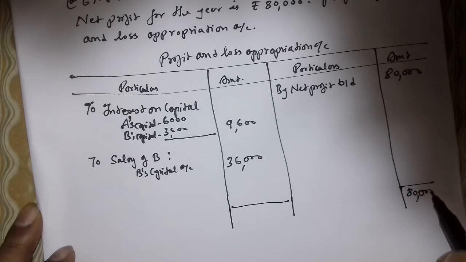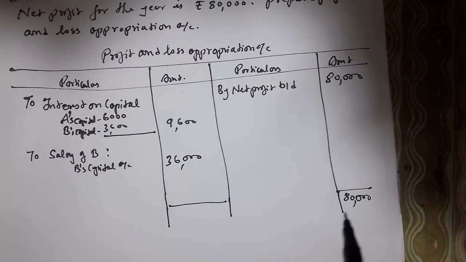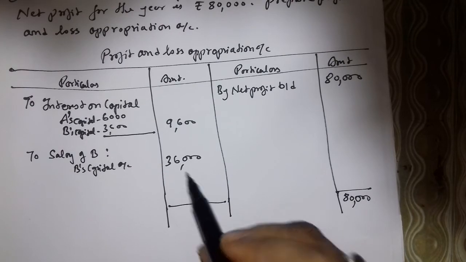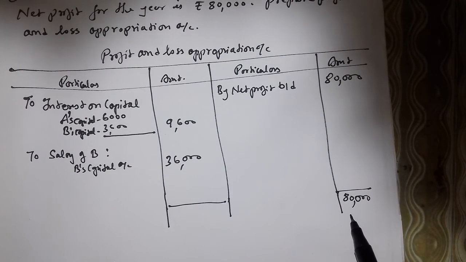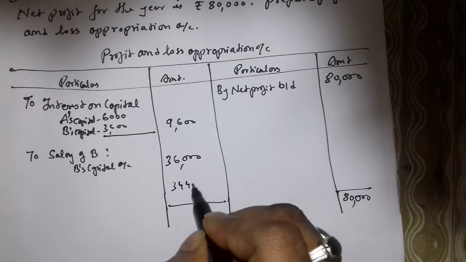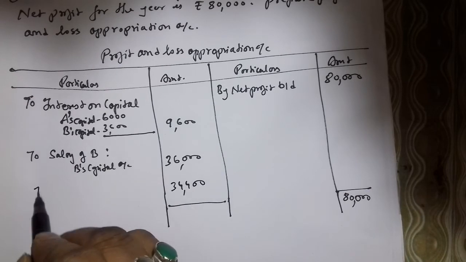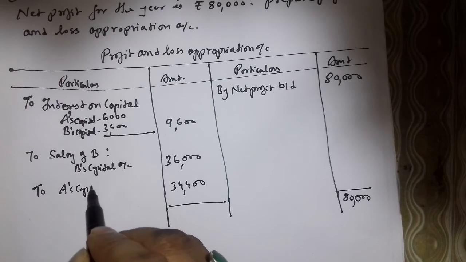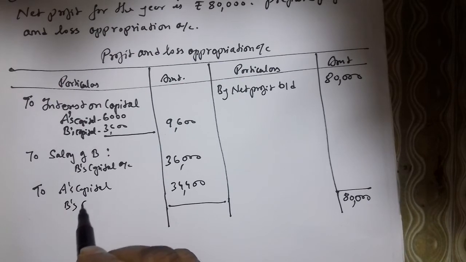that is 80,000 here, 80,000, and here it is around 45,600, which will be deducted from 80,000, which will be around 34,400. To A's capital and B's capital you have to write.